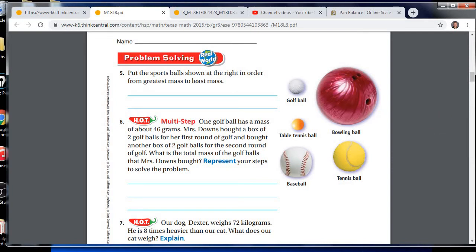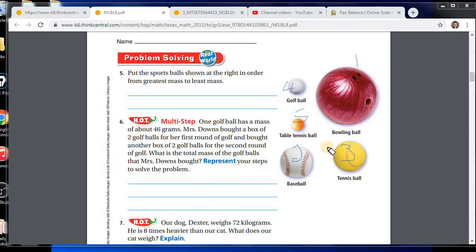So if I were to classify these and put them in order, the one with the heaviest mass, the most mass, would be the bowling ball. Then it'd be the baseball. Then the tennis ball. Then the golf ball. Then the table tennis ball.